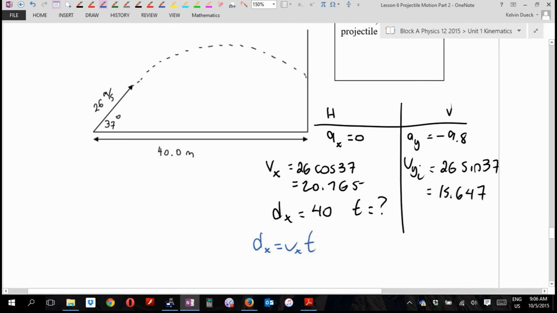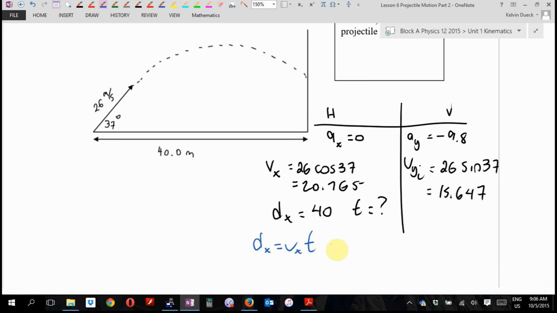Why don't I need to write the plus a half AT squared? More specifically, the horizontal acceleration is 0, and so that means this isn't a quadratic. I won't do this to you, but one year in a scholarship question, they gave this distance, which meant you had to solve the quadratic. I'm not going to do that.